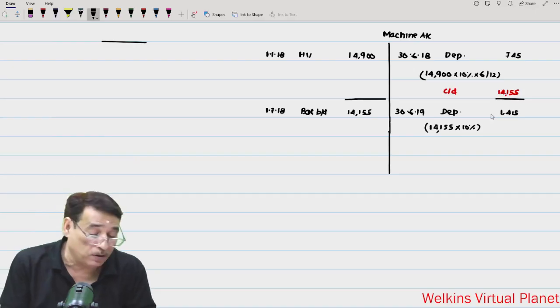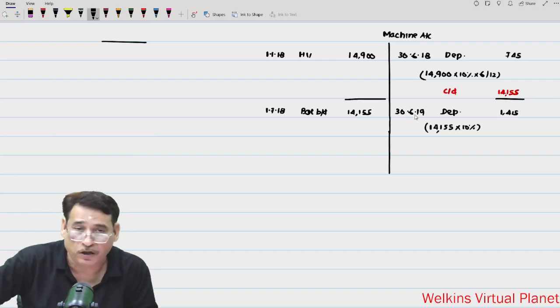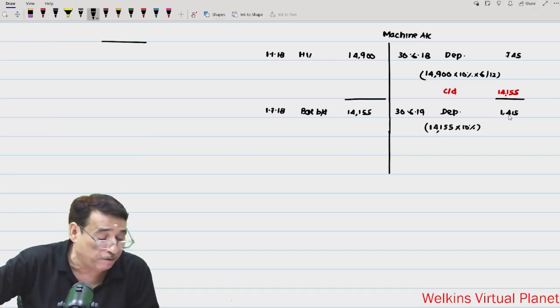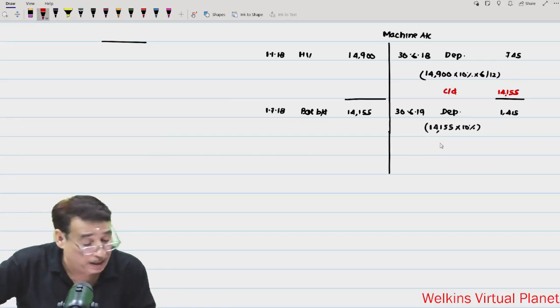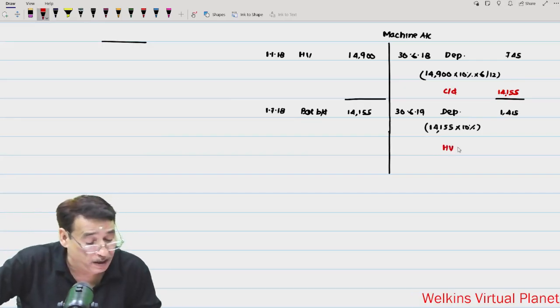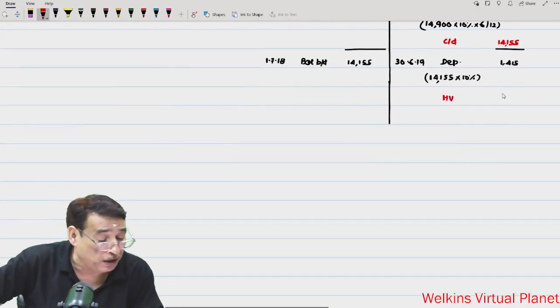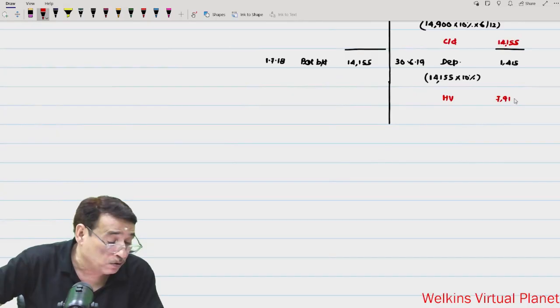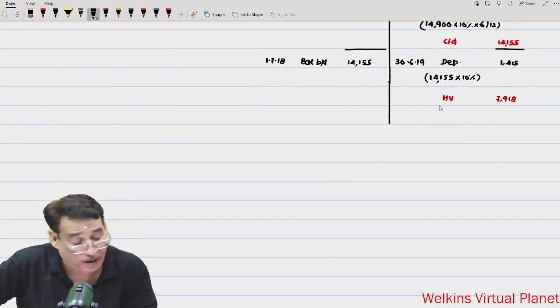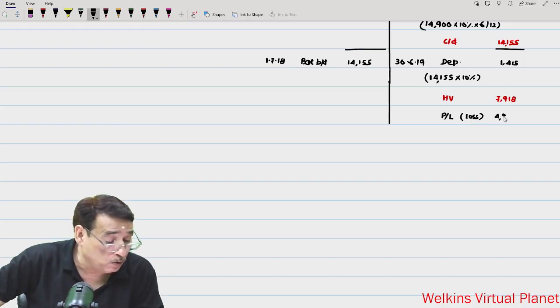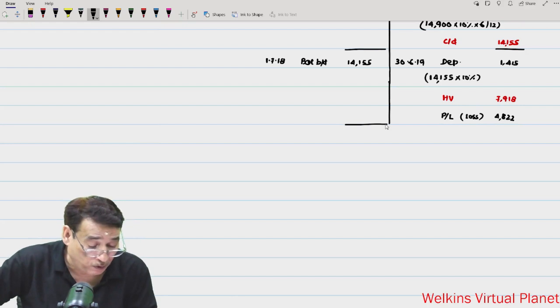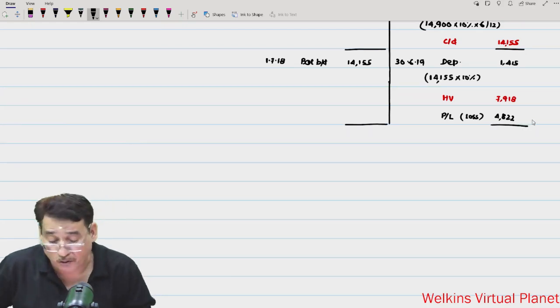Now, if I subtract 1,415 from 14,155, this shows that in the eyes of the purchaser, the value of this machinery at the end of 30th of June 2019 is 14,155 minus 1,415. Now, this asset has been taken back by the vendor at 7,918. That is why the balancing figure will be considered as loss, because he will take the asset at a lower value. So 4,822 will be the amount of loss. This is how you need to do this question.